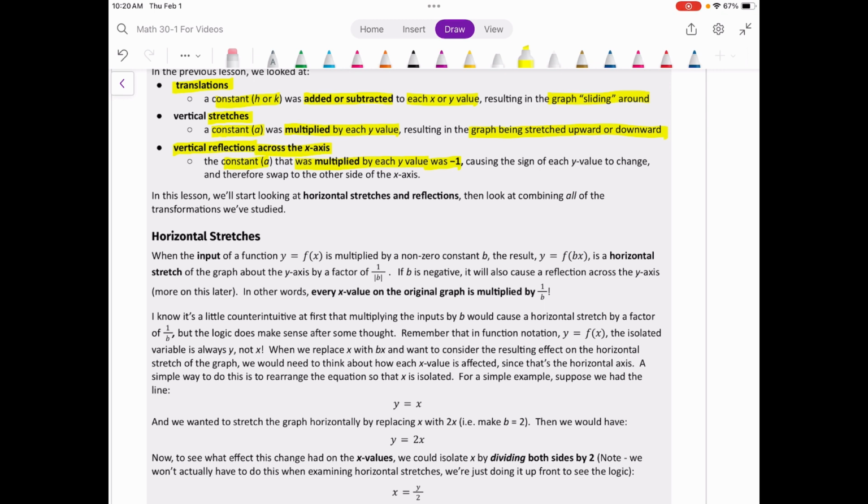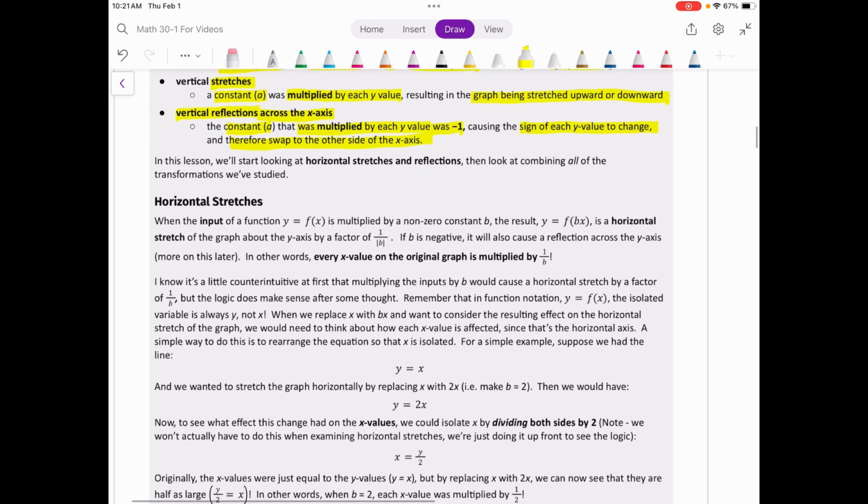Okay? This caused the sign of each y value to change and therefore swap to the other side of the x-axis, right? As we talked about, if we're multiplying each y value by a negative number, well, if the y value was positive before and above the x-axis, now it's going to be negative and below the x-axis. A positive times a negative is a negative. And vice versa. If the y value was negative originally, meaning it was below the x-axis, multiplying a negative by a negative is going to give us a positive. So now the new y value will be above the x-axis. And that's why it causes it to swap sides over the x-axis, to get reflected across the x-axis.